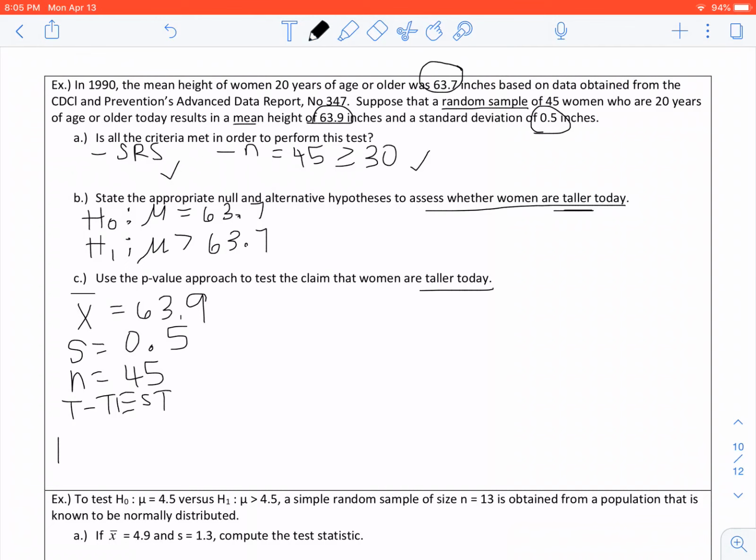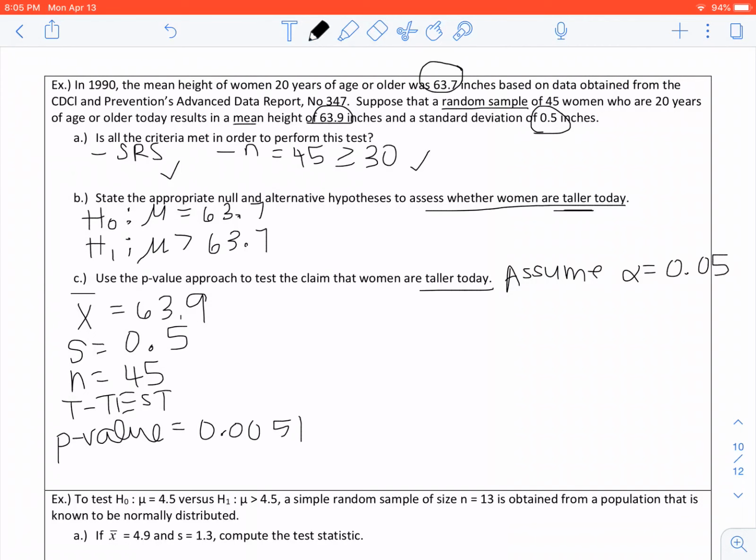When you do this, you're going to get a p-value equal to 0.0051, which is, we don't have an alpha. So when we don't have an alpha, you get to select the alpha. So we'll just say, let's assume alpha is equal to 0.05.